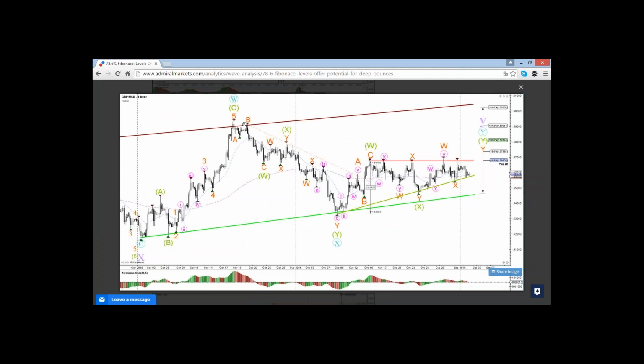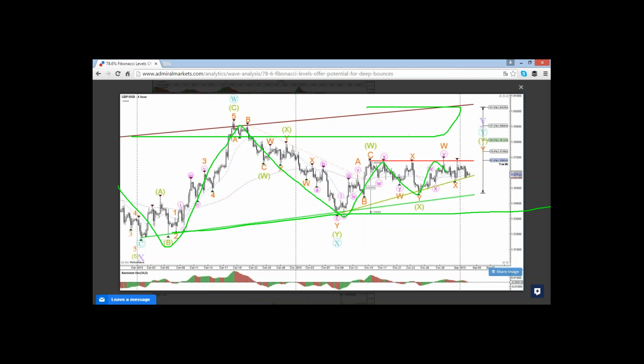Okay, pound dollar, we've got a similar structure. We've got W, X, Y of a bigger Y, and within Y we have another Y and another Y. So in other words, we've got the same corrective structure. We do have some kind of slow, shallow angle to the upside, looking at these trend lines, right? So there's some push there.